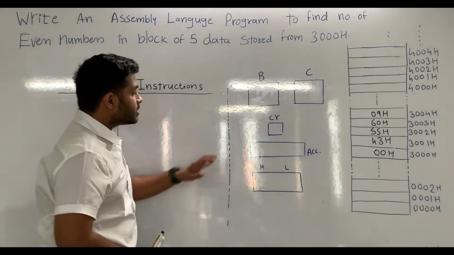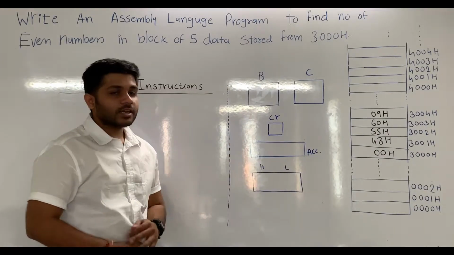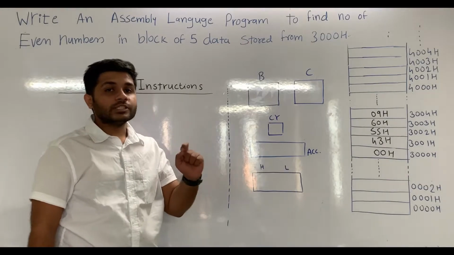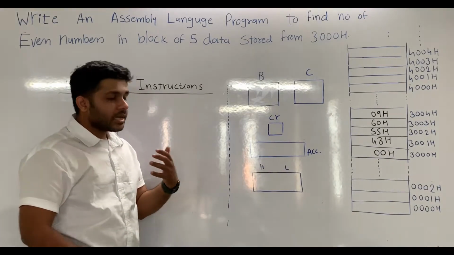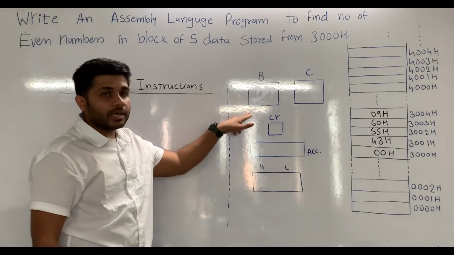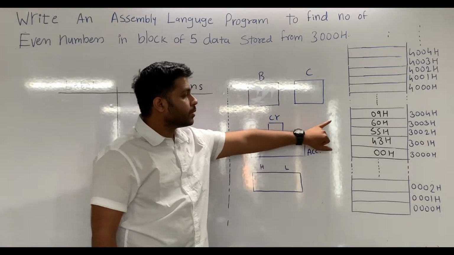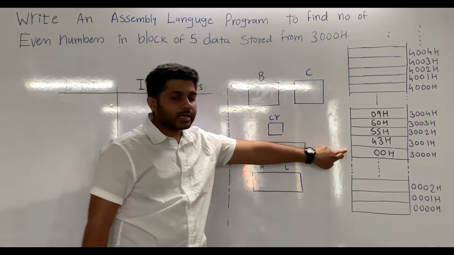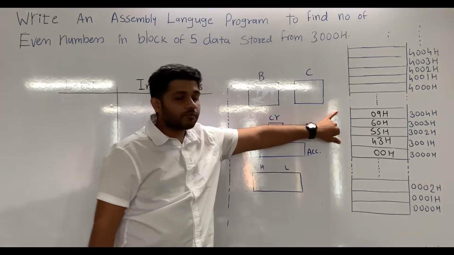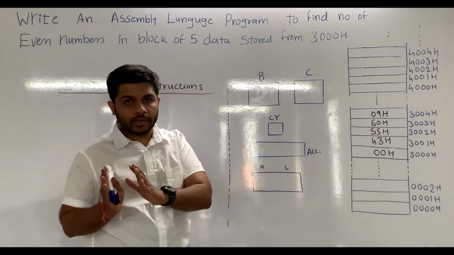These are some registers that we are going to use in our program. The first one is register B. We will initialize register B with the size of the block. Every time we process one data, we will decrement the value of B by 1. For example, we initialize B with 5. After we have checked the first number whether it is even or odd, we decrement B by 1, so it will become 4. It means 4 data are remaining.